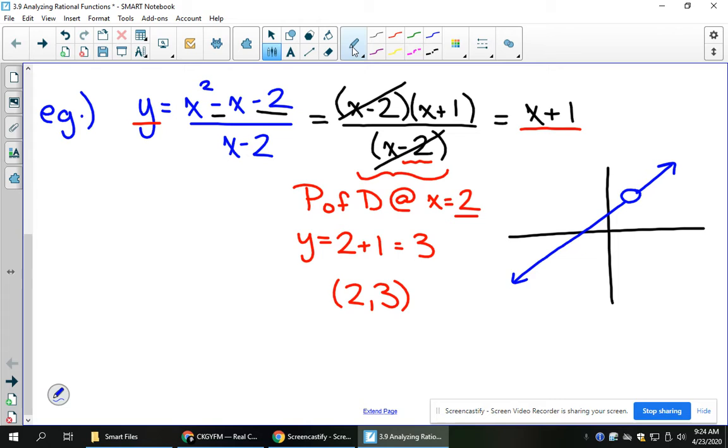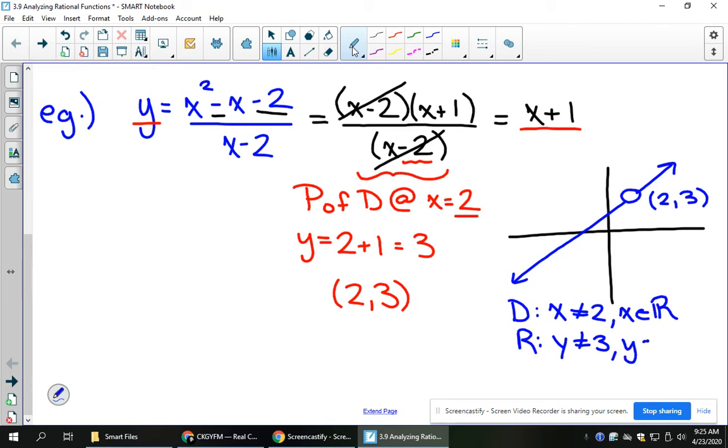So what will we say then for domain and range? See if you can pause the video and figure those out. Domain and range for straight lines is just x ∈ R and y ∈ R, but we have a hole in this line at (2, 3). So that means that x is every number except for 2, and y is every number except for 3.